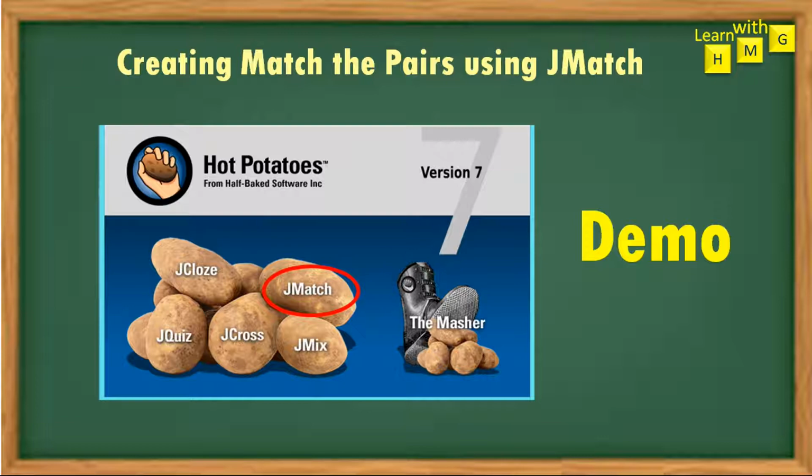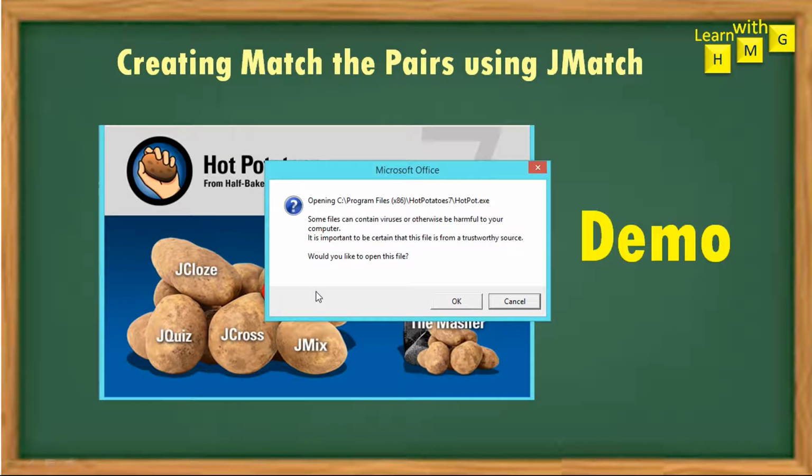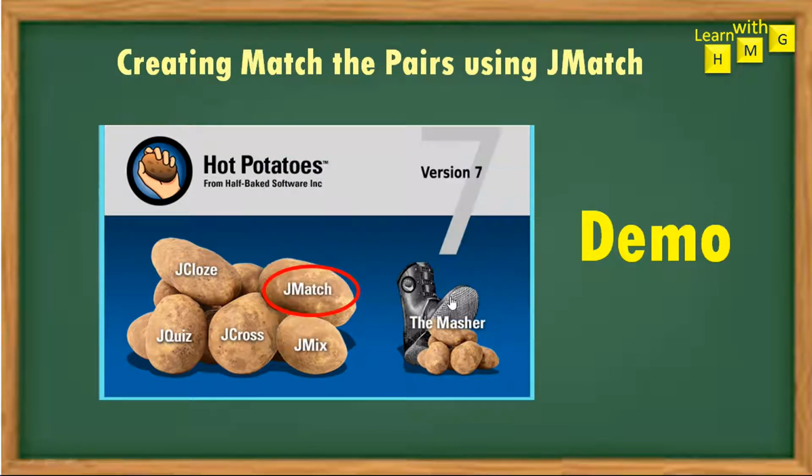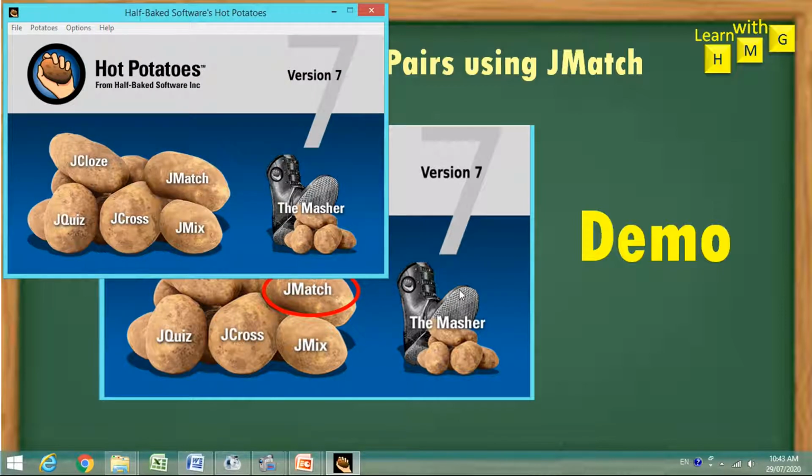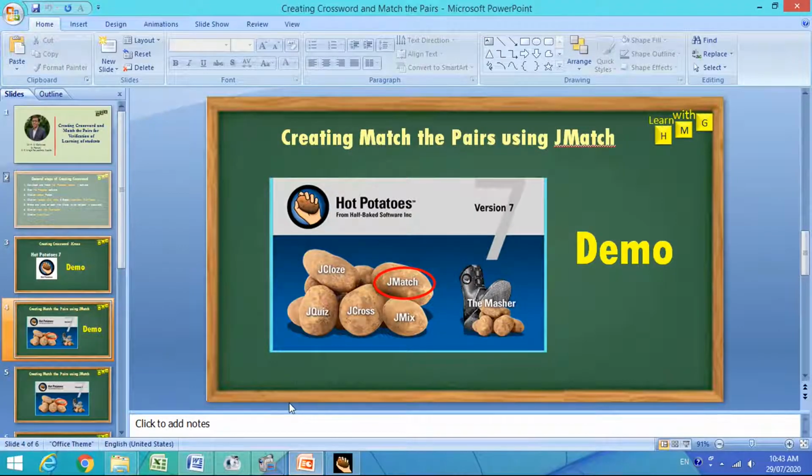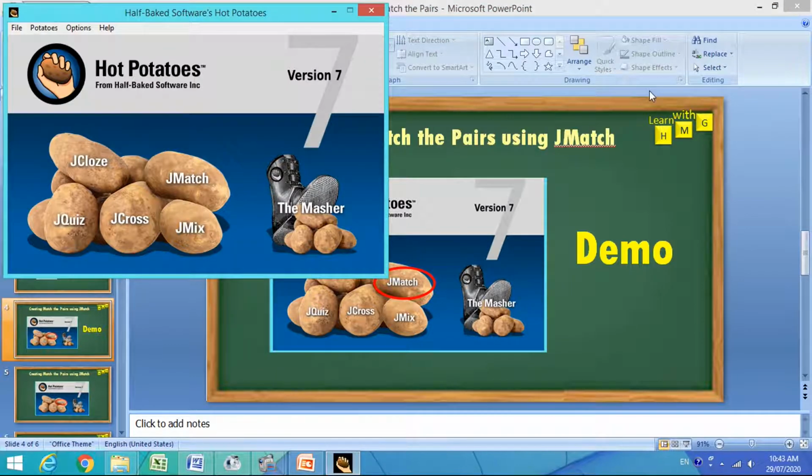Again an HTML file will be created, and the result will be immediately displayed in terms of percentage, and which pair is correct and which pair is wrong is also displayed when the student submits the match the pair assignment or the task. So let us start with JMatch using Hot Potatoes. My Hot Potatoes is started.